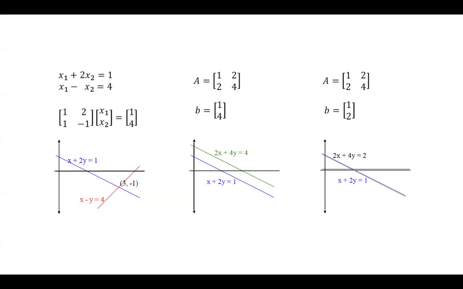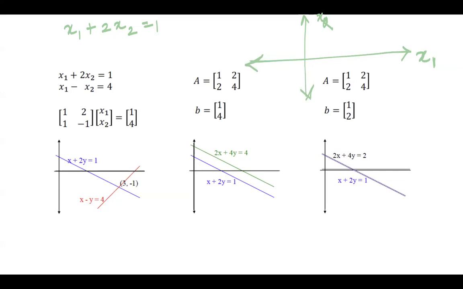Let me just annotate. So here we have x1 plus 2x2 is equal to 1. And x2 is on the y-axis and x1 I'm drawing on the x-axis. Okay, this is a coordinate system, like x and y, we have a coordinate.